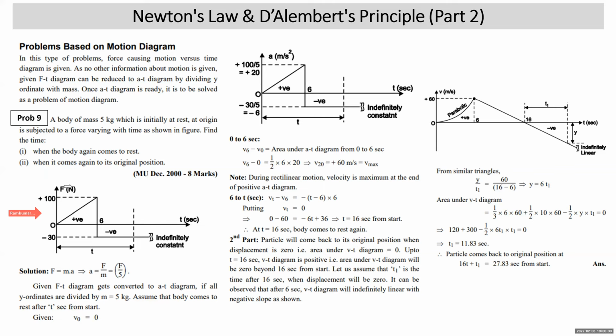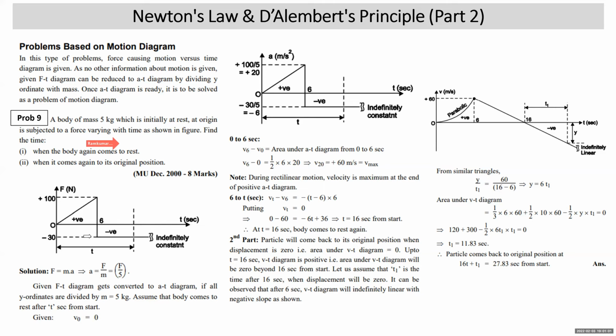So the given FT diagram can be converted into an AT diagram. How? F = ma, a = F/m. Mass is 5 kg, so if all y ordinates are divided by 5, it gets converted to an AT diagram. Now you can see that I'm now calling it an AT diagram. The y ordinate, which was plus 100, divided by 5, is plus 20. Minus 30, minus 30 upon 5, is minus 6. All right, AT diagram is ready. Now, from the AT diagram, you can find the first part solution.